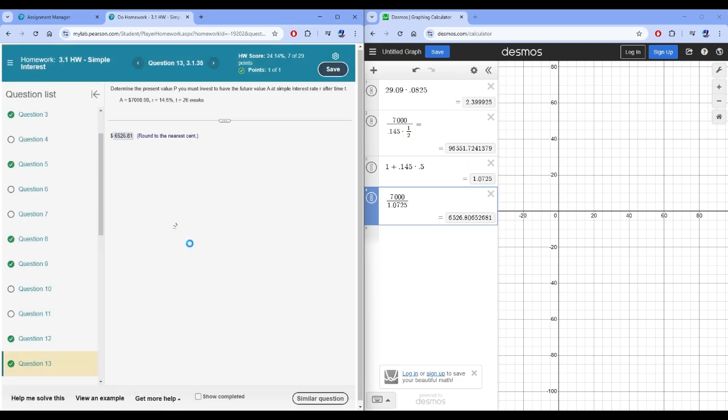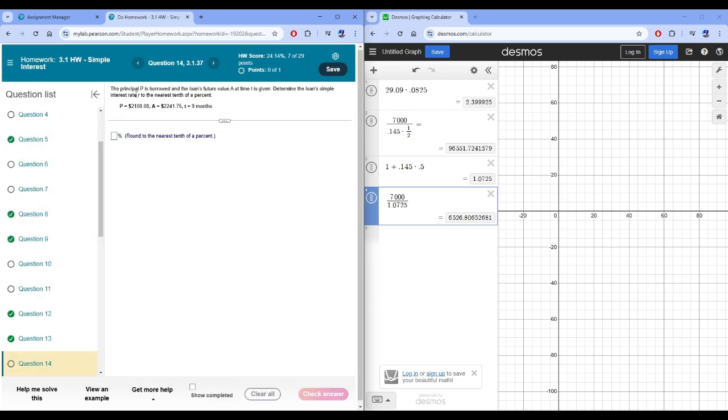Desmos is very helpful. Alright, find the principal P is borrowed on a future loan. Determine the simple interest rate R to the nearest 10%. So here you want your amount annualized to be that. So you would just work backwards from here to find out what the rate is. Cool.